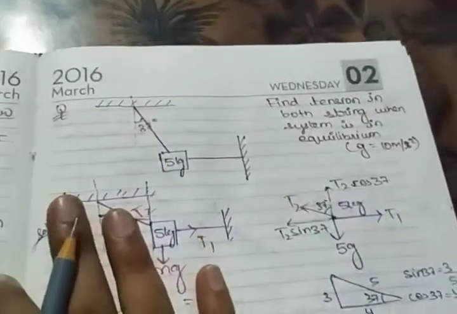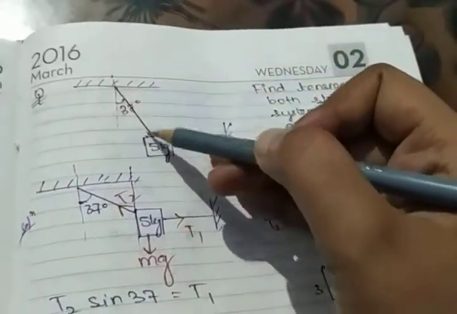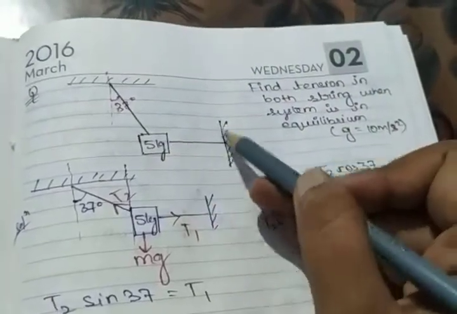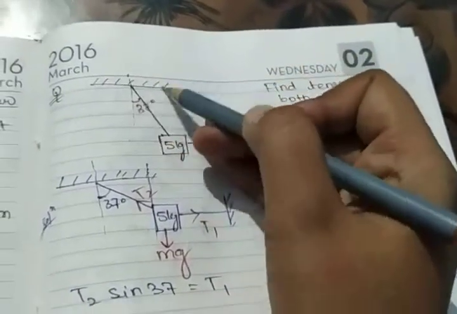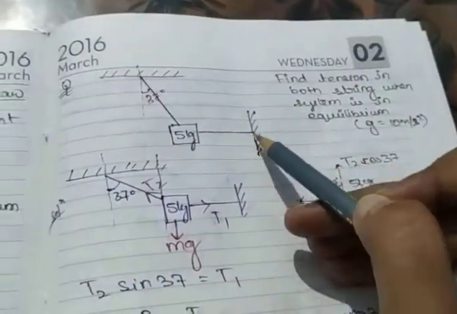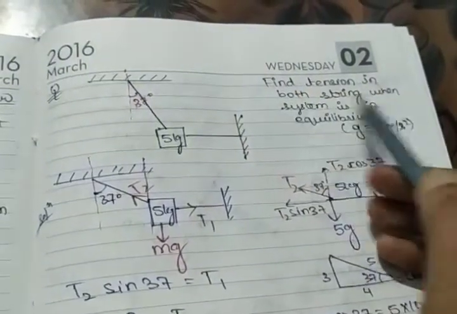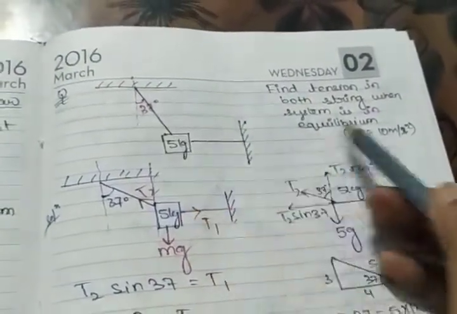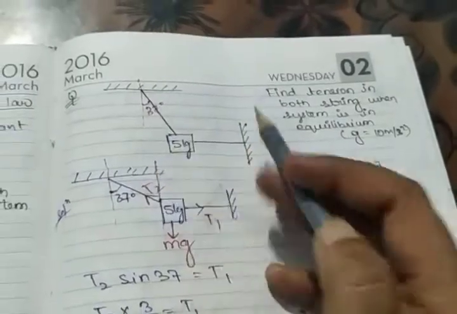Let us see another example. Here we have used two strings and connected them to two fixed ends. Now what we have to do is find the tension in both the strings. We want to find the tension in both the strings, and it is given that the system is in equilibrium.